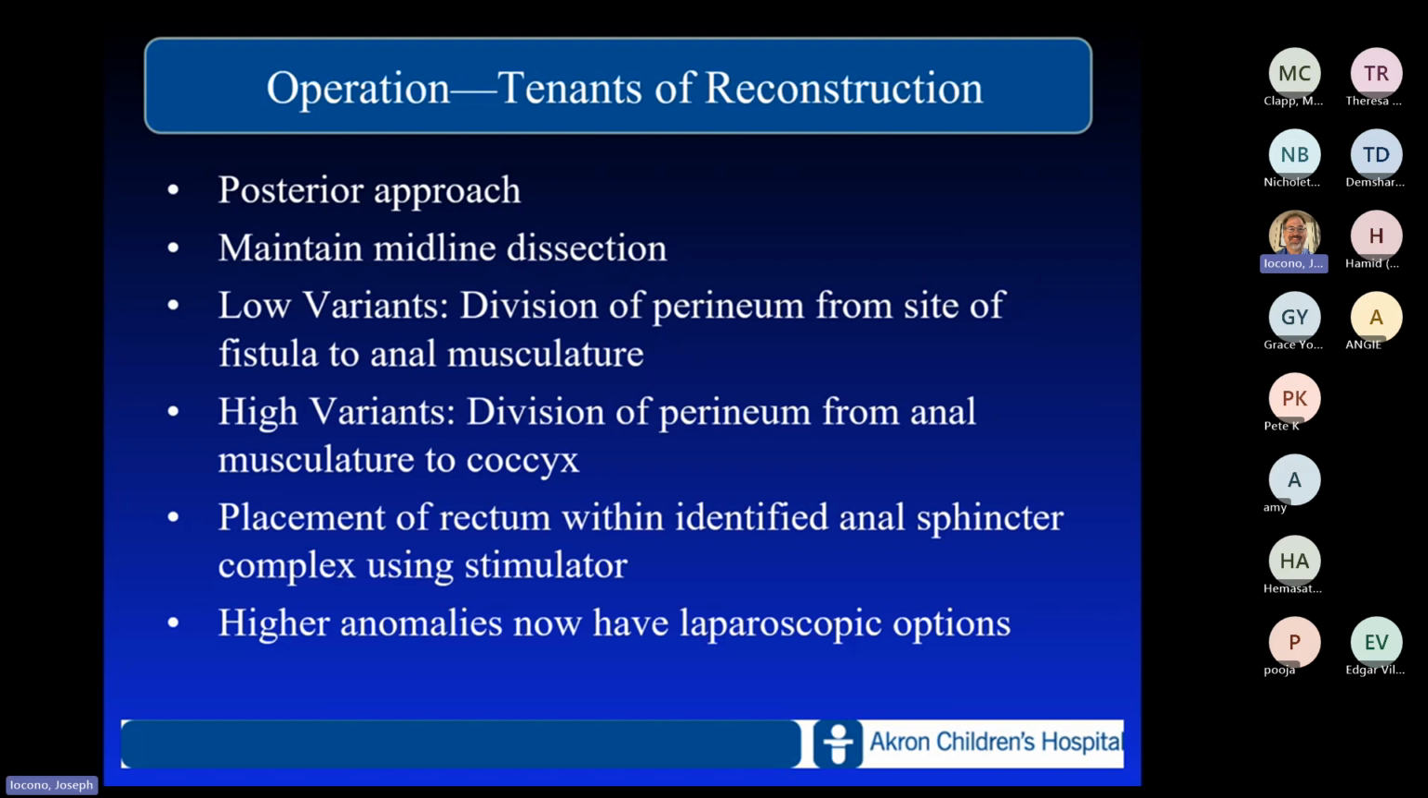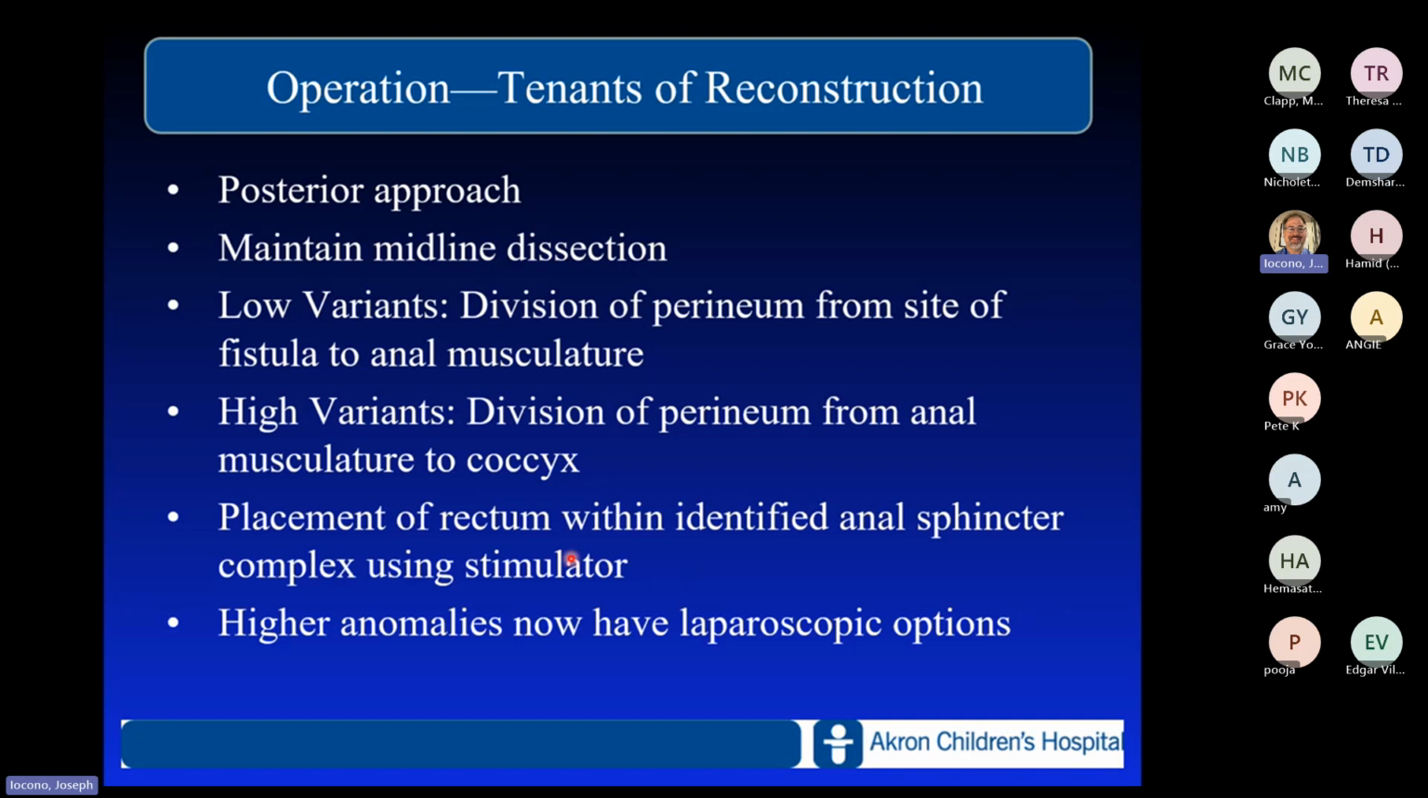The second stage, when you repair it, you do a posterior approach. It's called a PSARP, a posterior sagittal anorectoplasty. You'll divide the perineum from the fistula site all the way down. And in a high variant, you can take it all the way up to the coccyx. Sometimes you have to resect the coccyx to get the distal limb down. You map the sphincters with a nerve stimulator, and leave stitches in to mark those. So that's where you bring the new rectum down and bring it out through the bottom.